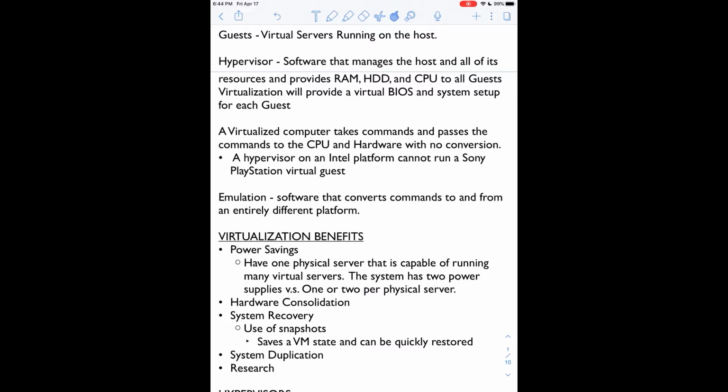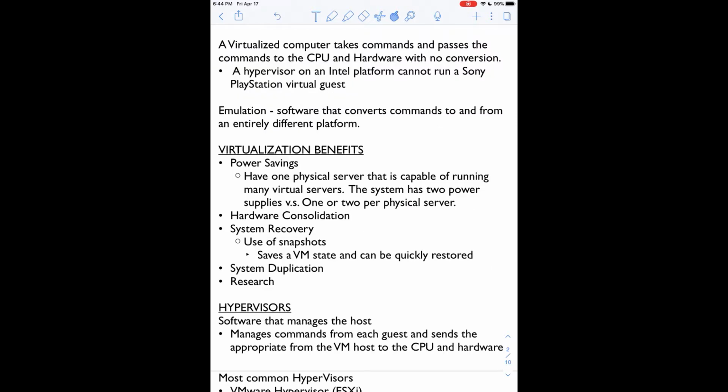So when one computer needs the CPU and another computer needs it, the hypervisor is the one that manages how that process happens. Within the hypervisor, it can also give us a virtual BIOS. So you can actually see these things POST when they boot.